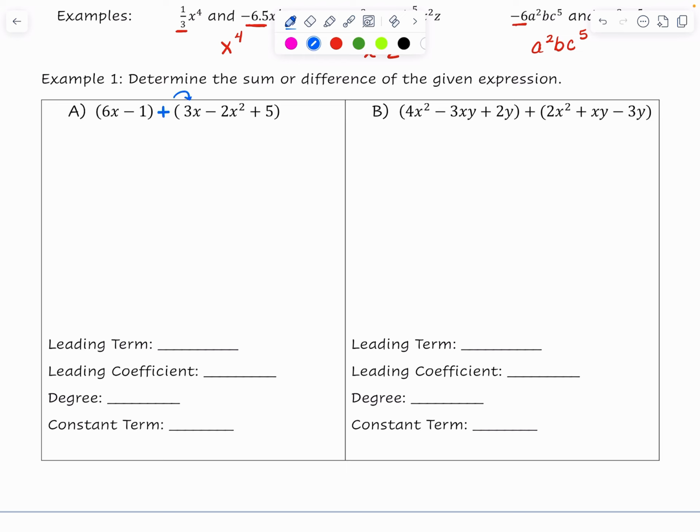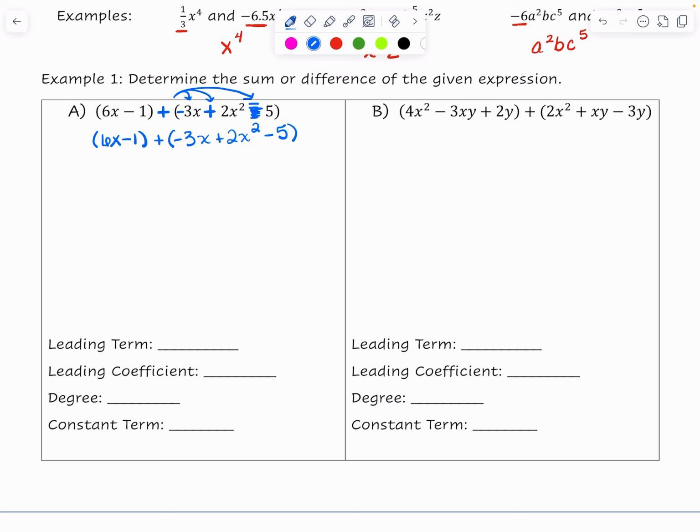Okay? So negative times a negative would make this a positive. A negative times that first term is going to make it negative. A negative times the second term is going to make this a positive. And that negative in the middle times this last term would make this a negative 5. So we have 6x minus 1 as our first polynomial, plus negative 3x plus 2x squared minus 5.